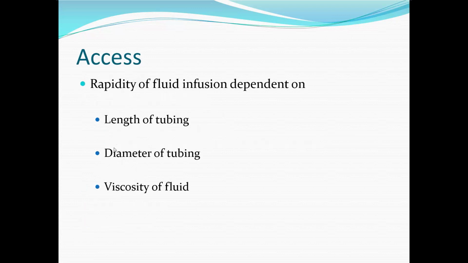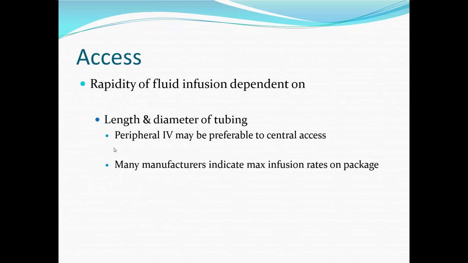So really the decision between peripheral versus central access when we're talking about IV fluid resuscitation, as mentioned before, it's the length and diameter of the tubing that are primary concerns. Viscosity also affects it, but it's really not something that we have to worry about as far as this goes. But the length and diameter of the tubing suggests that your peripheral IV might be the preferential access point compared to your central line because it is so short.